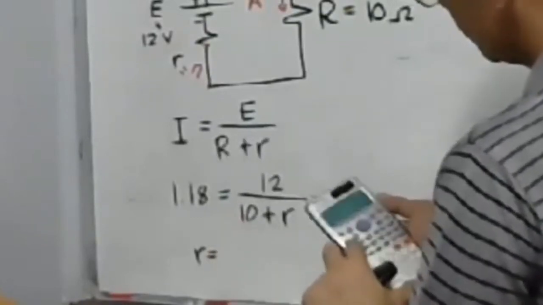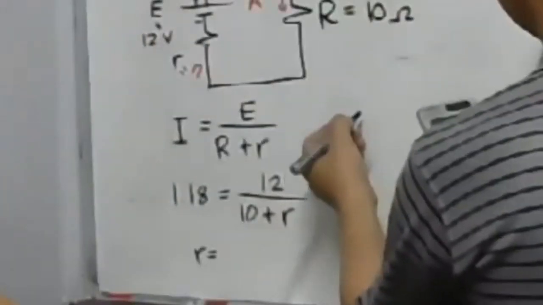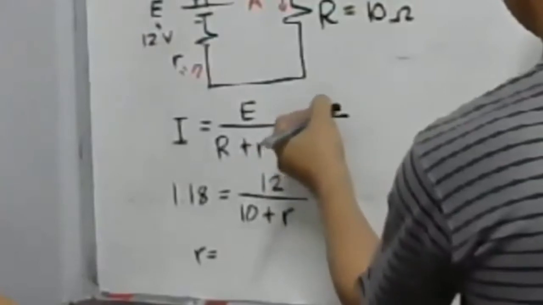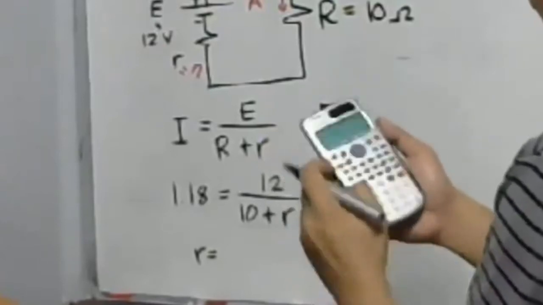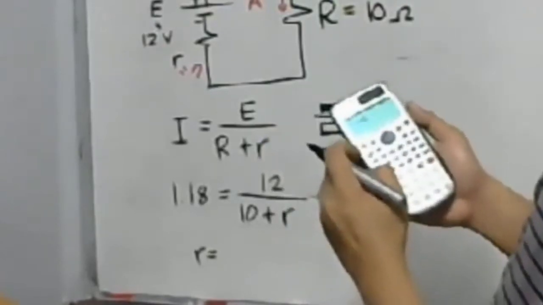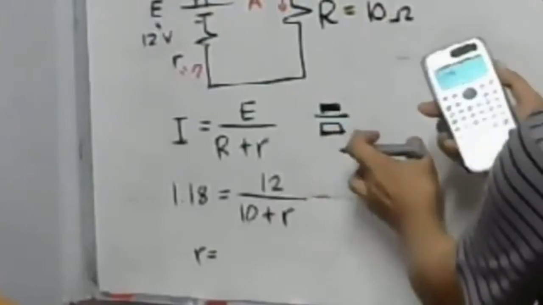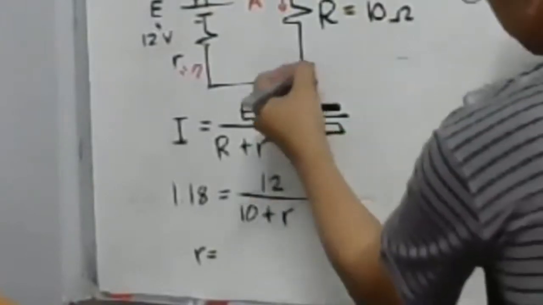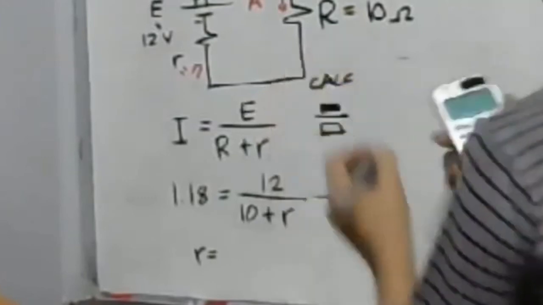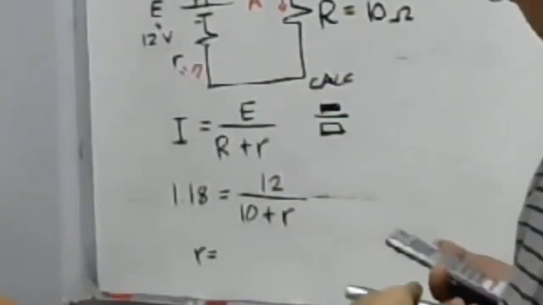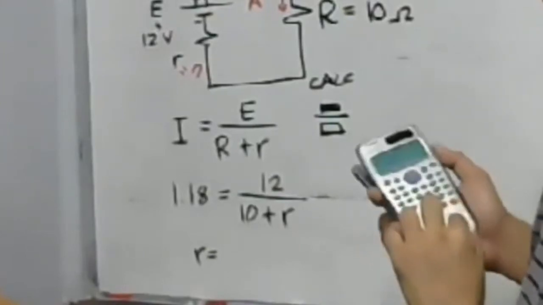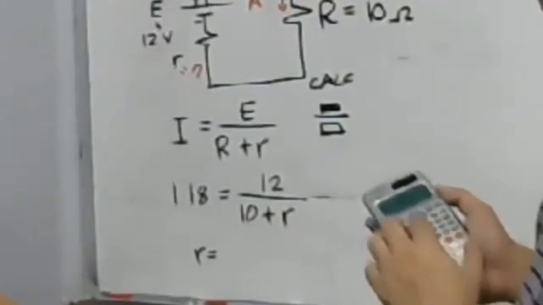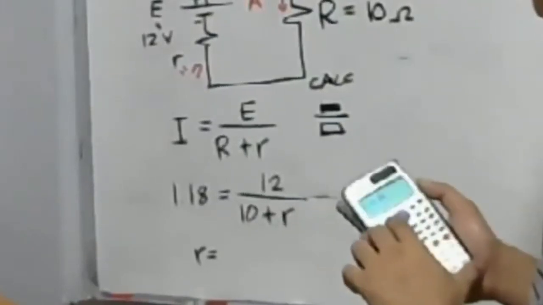And then let us use the fraction in our calculator. We have this fraction symbol. The CALC is below the shift button, and the fraction sign is below it. Then let us input the value: 12 over 10 plus the small r.